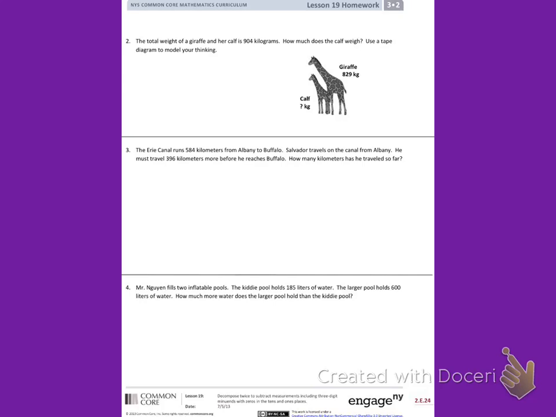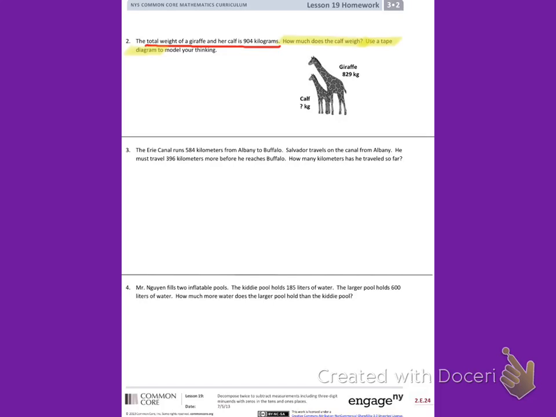I will go ahead and underline the important details. Total weight of a giraffe and her calf is 904 kilograms. Now I will highlight the question, how much does the calf weigh? And I'll also highlight the directions, use a tape diagram. That way I don't forget those two things.